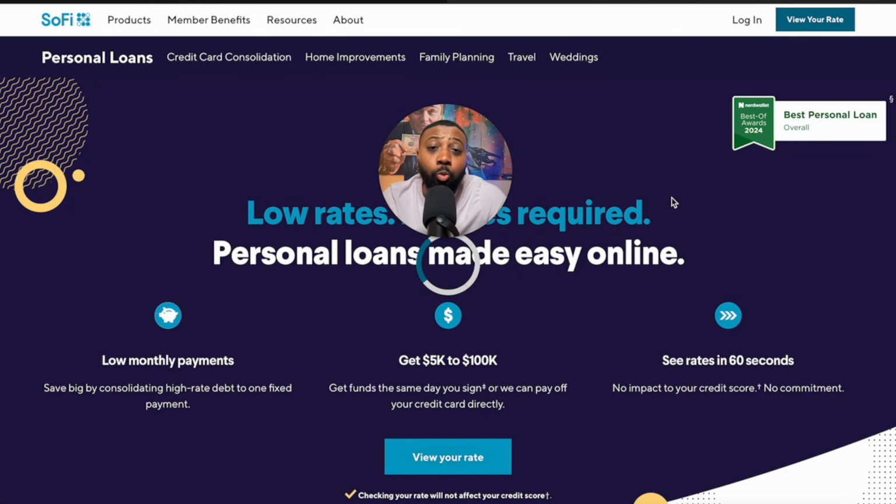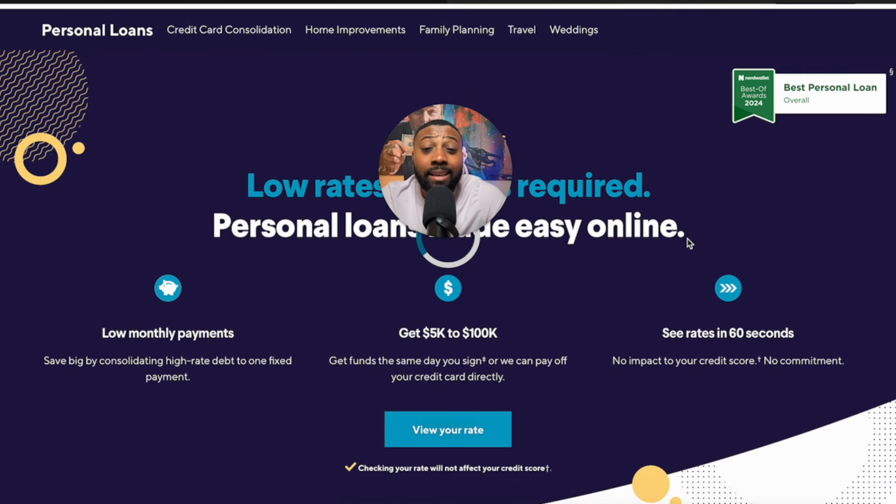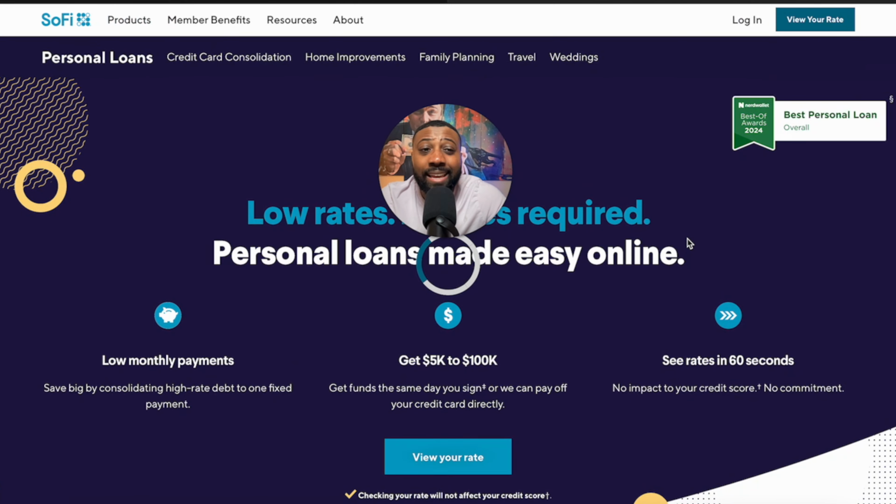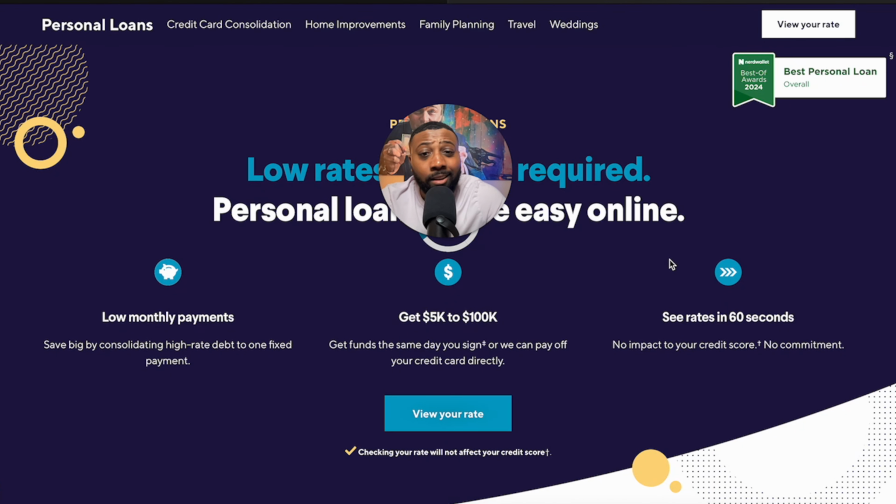So I want to give you at least one bank that we always have our clients use, and they tend to give pretty good interest rates, and that is SoFi. This is a bank that's been around for a while. They started off as a fintech company, but they're really a legit bank now, and they are great.